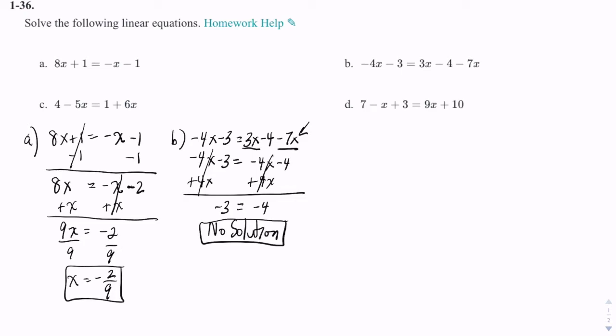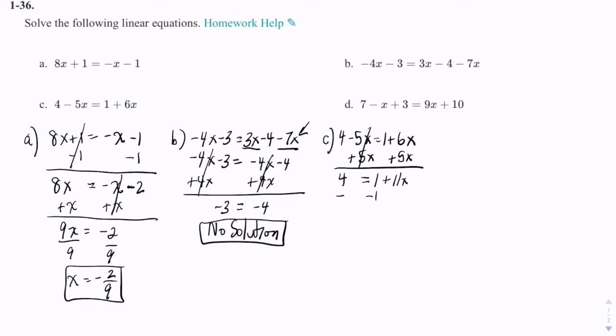Okay, let's do C now. C is 4 minus 5x equals 1 plus 6x. I will add 5x to both sides. Add 5x, again, properties of equality. And I have 4, they cancel, equals 1 plus 6x and 5x is 11x.